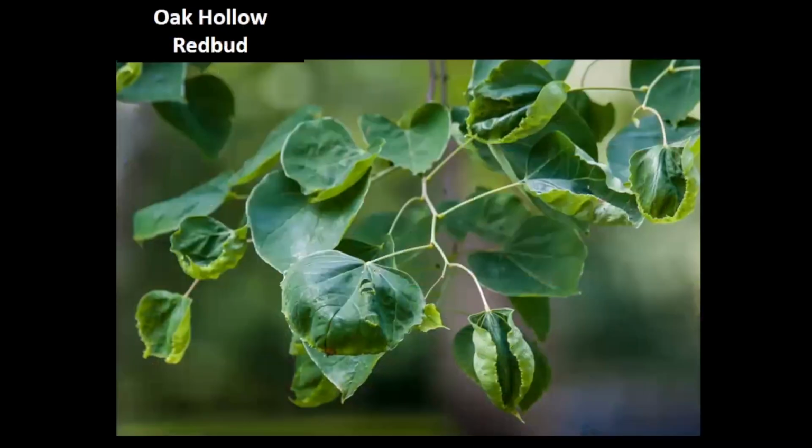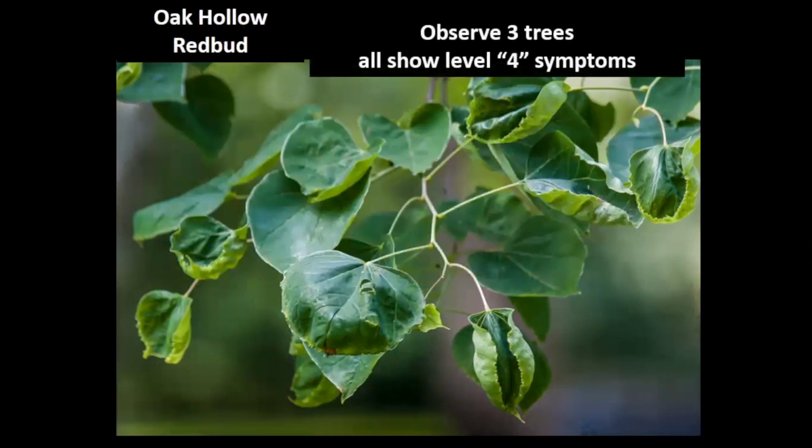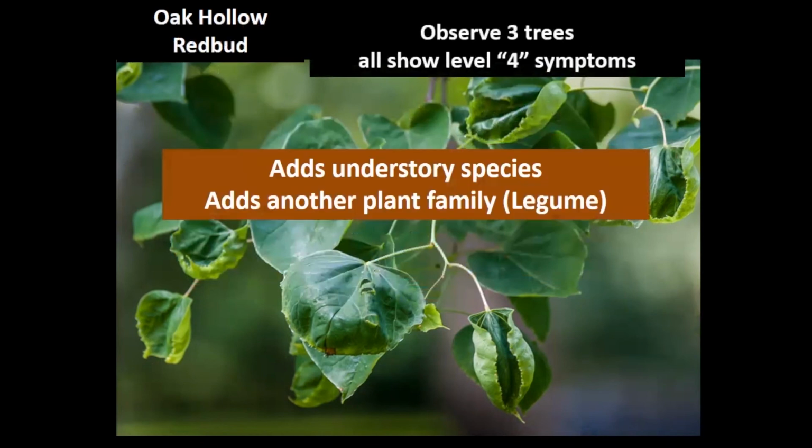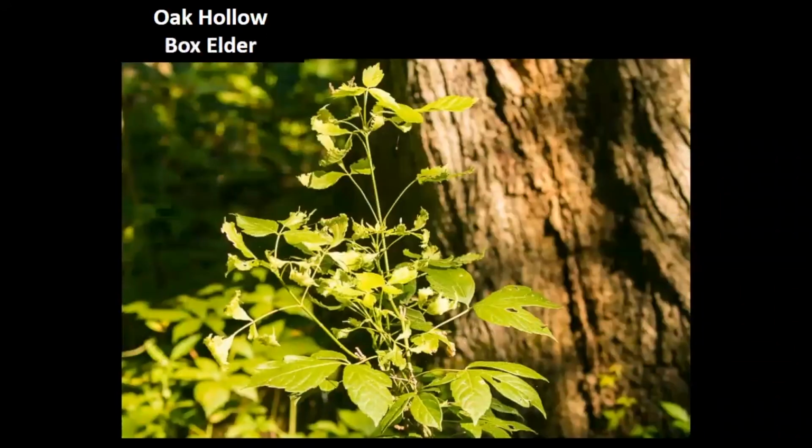Okay, as we walk around, we locate some redbud in this bottomland forest. And let's say we observe 3 trees, and all show about level 4 symptoms, which is kind of illustrated in the slide in front of you. So what have we learned here? Well, we've added an understory species for certain with redbud, and we've added information from another plant family, the legume family. Okay, and we continue our survey.